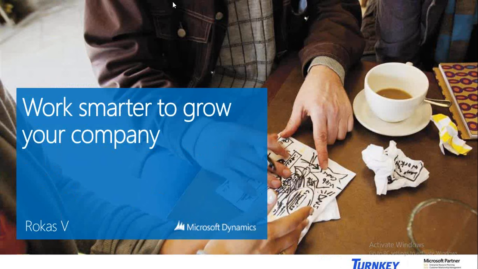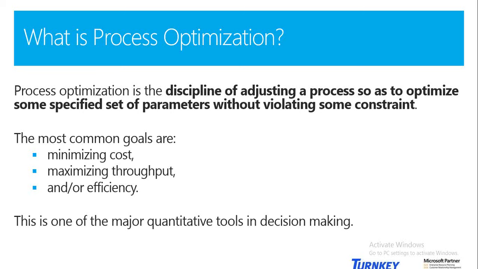Thank you, Richard. So the first thing I would like to address is, let's define what process optimization is. By dictionary definition, it is a discipline of adjusting a process so as to optimize some specified set of parameters, and that's a key, a specified set of parameters, without violating some constraints. So obviously, the goals for process optimization typically will be minimizing cost, maximizing throughput, adding efficiency, and making people happier on both sides, your end users and your customers.